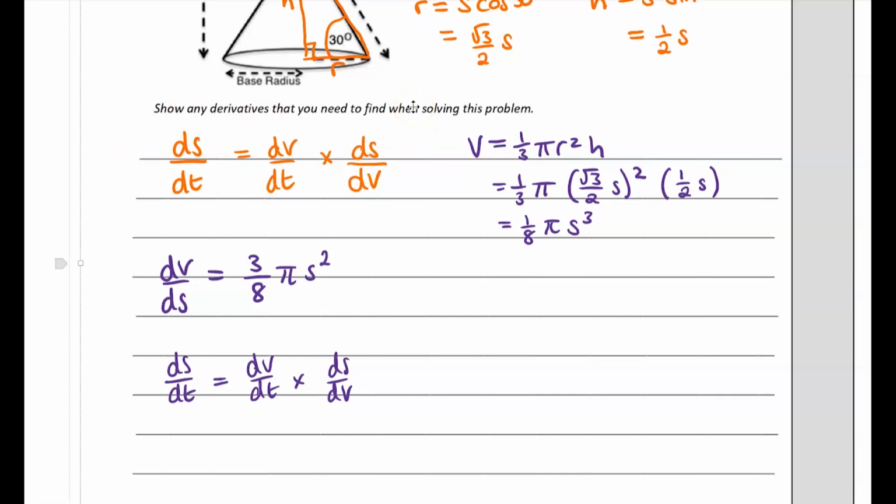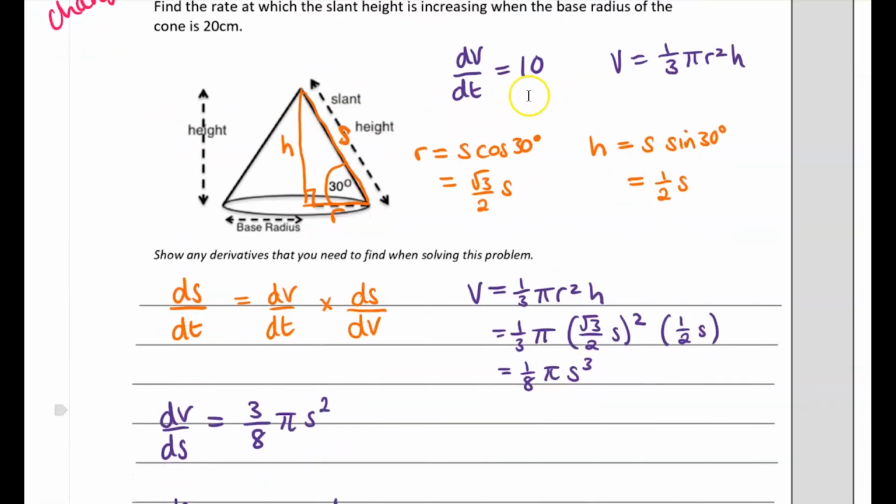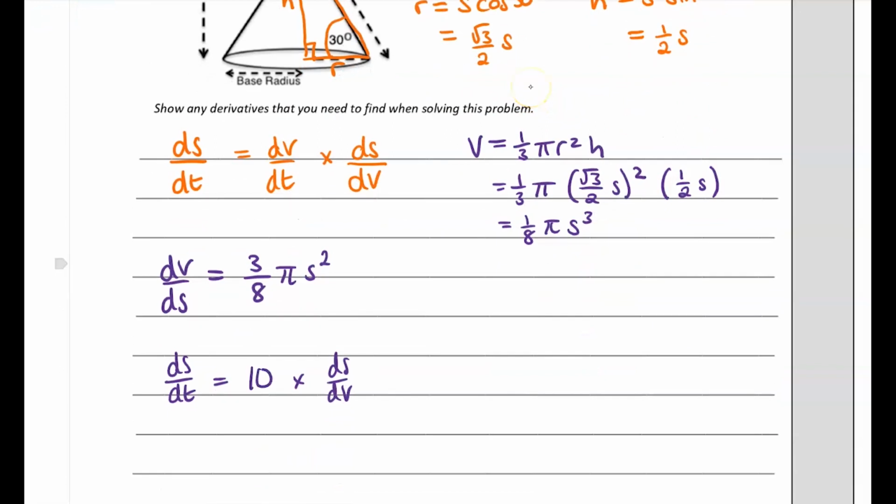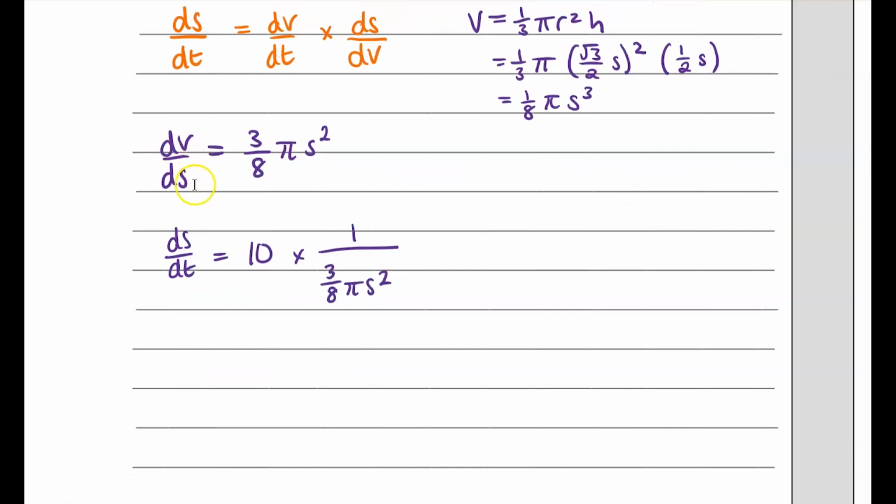Okay, so if we replace dv by dt with what we know of dv by dt, which was that it's 10, and ds by dv, well, that will be 1 over dv by ds, because this needs to be flipped over so that we've got ds by dv.